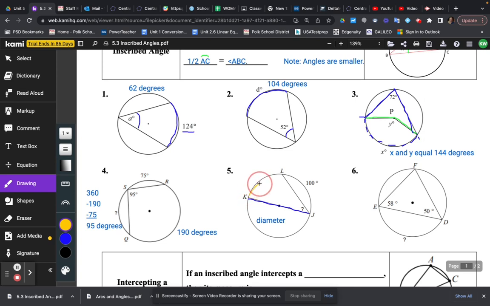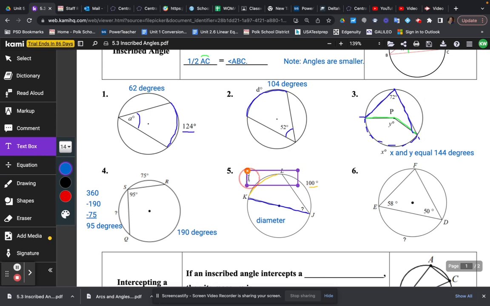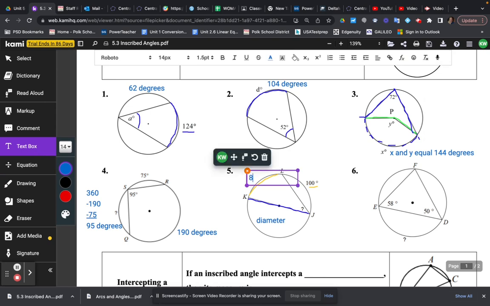Now, you can't speed this up and go too fast, or you won't actually answer the question. I know 180 degrees, subtract this 100 is in fact 80 degrees. However, that is not the answer to our question. So, the 80 degrees that you found is actually right here on the exterior. That's the arc. This is where the 80 degrees goes.